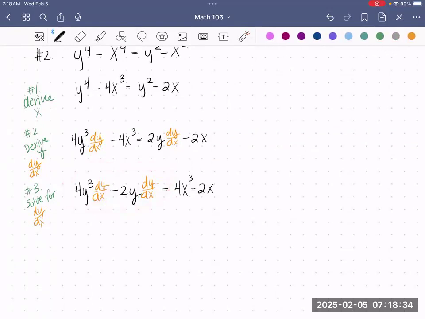Well, we can factor out your dy dx, leaving behind 4y cubed minus 2y. And yes, if you wanted to, you can factor out your 2 and your y. I would say wait till the end to do that. You could do it to the other side though. Notice that we have 2 and an x in common.